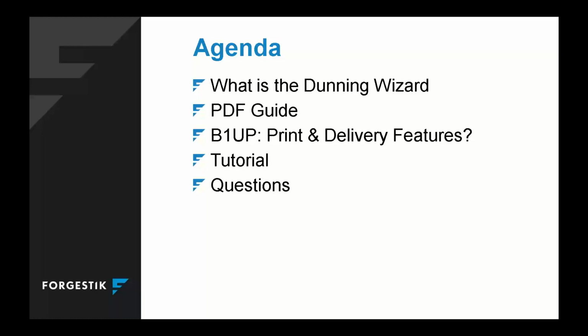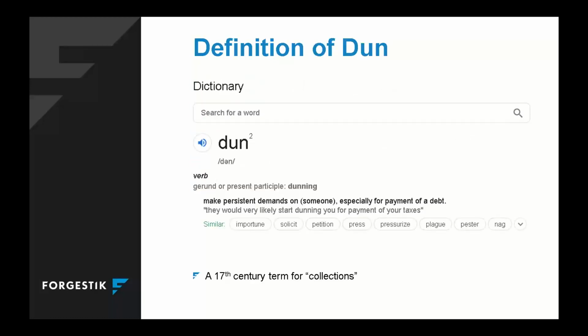So let's start out with, what is dunning? I looked up the word because I was pretty sure this was the case, but the word to dun means to make persistent demands on someone, especially for payment of a debt. They would very likely start dunning you for payment of your taxes. So I figured it was like an old Englishy word. It's from the 17th century, basically the term for collections. The Dunning Wizard in SAP allows you to set up specific terms so that you can automate letters sent to customers to communicate with them in order to collect money and to maybe come to an agreement on payment of debt.